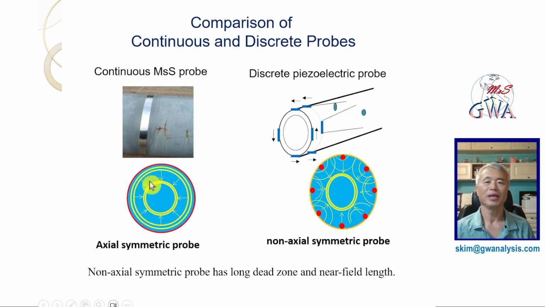This slide shows a comparison of a continuous MSS probe and discrete piezoelectric probe. It is very clear that the guided wave probe should be axial symmetric, covering the whole pipe circumference, for generating axial symmetric modes of torsional or longitudinal mode. If the probe is discrete along the pipe circumference, it generates a flexural mode. That is a non-axial symmetric mode. The non-axial symmetric probe has a long dead zone and near field length because it takes time to become an axial symmetric waveform as the wave propagates.